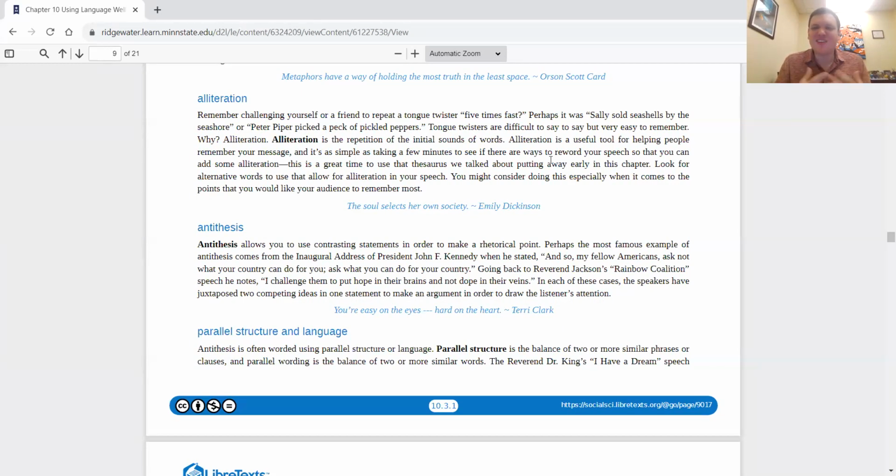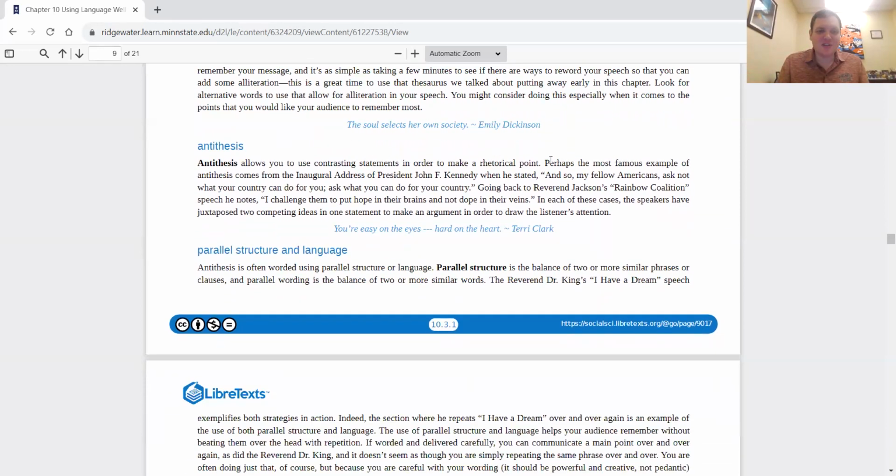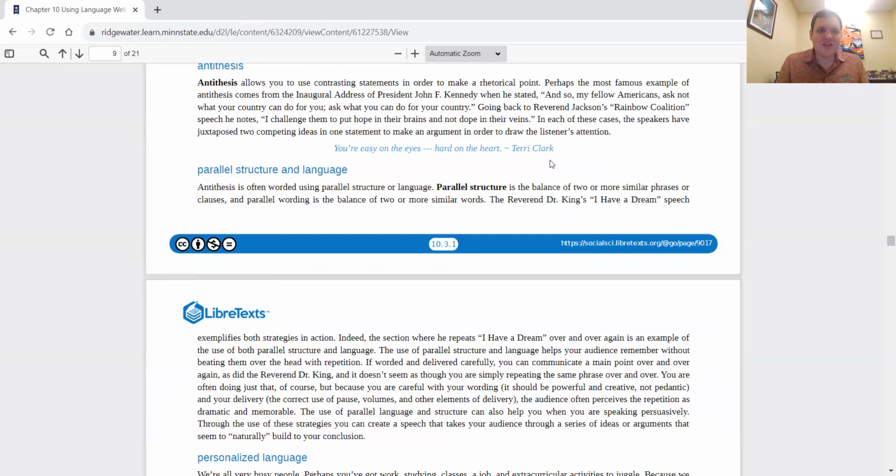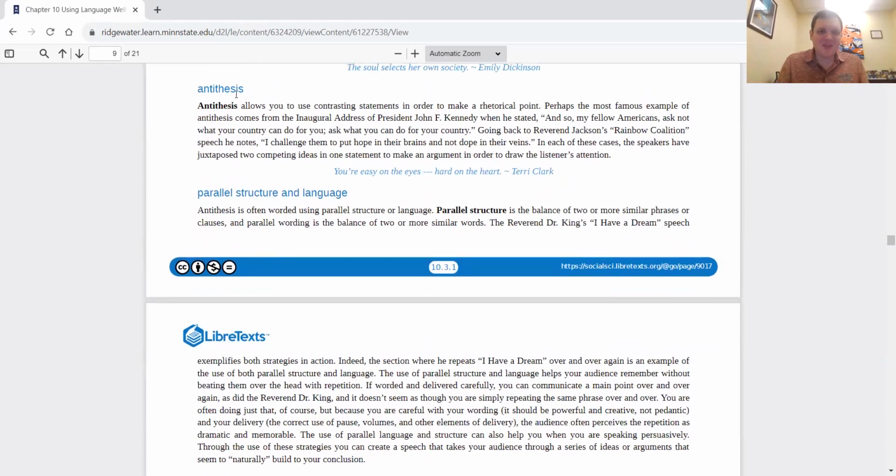It's going to stand out if you're using an alliteration intentionally. Don't use it a ton throughout your speech, otherwise that gets confusing. But maybe if it's one thing you really want your audience to remember, an alliteration is a good strategy to use. Another strategy it talks about is the antithesis.